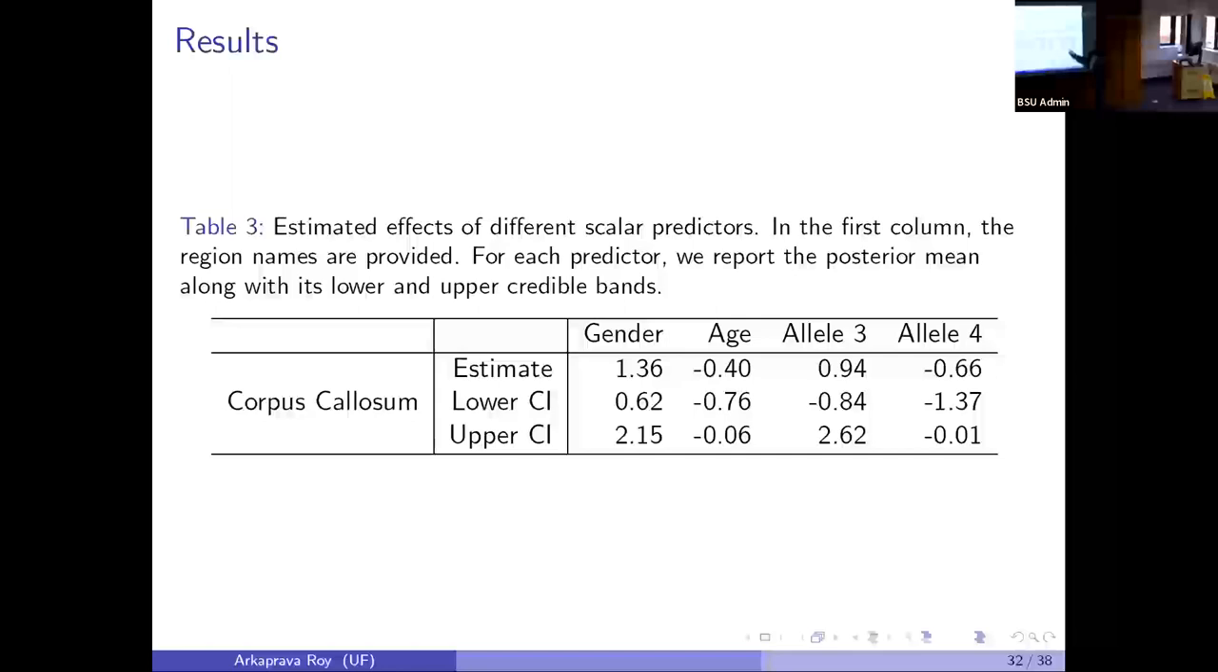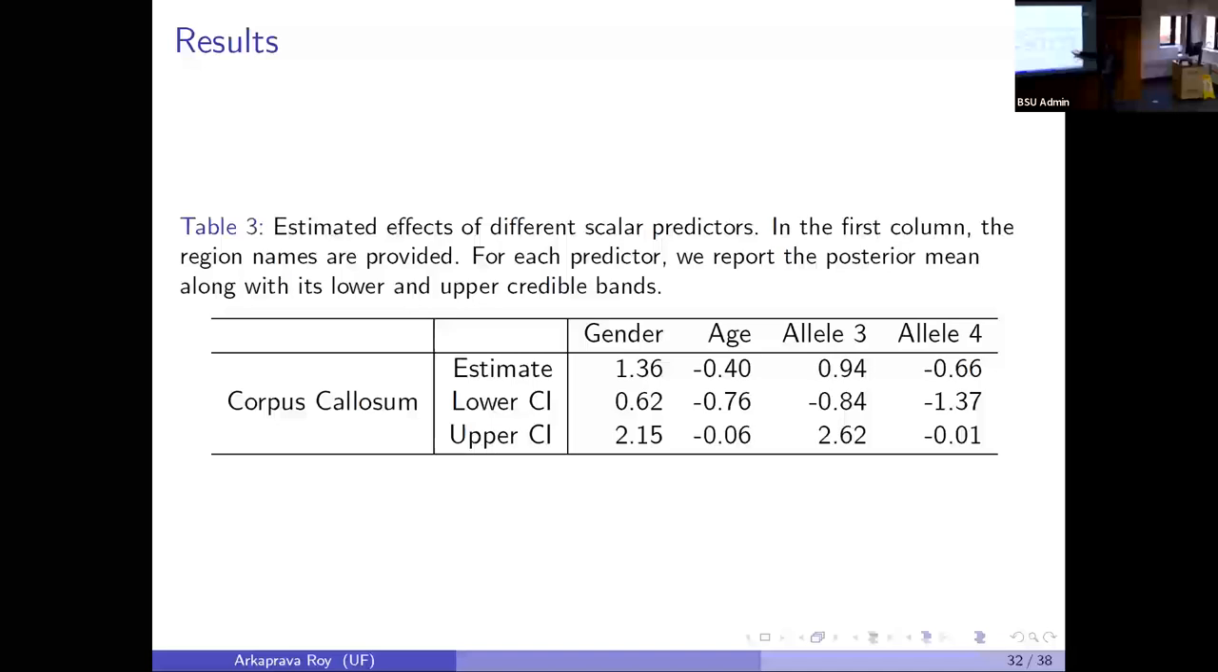Okay, so we actually applied our model to different brain masks, different parts of the brain region. For this presentation, I would only discuss the results we got for the corpus callosum. The corpus callosum is a region with around 13,000 voxels, right inside of the brain, which has the largest white matter mass throughout.